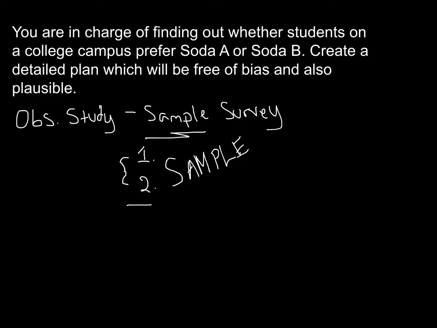Then you need to describe your survey. What will it look like? And why will it look the way it does? And remember, you need to avoid bias. So think about how your survey will make sure you're avoiding bias. That's a hint there. And then distribution of surveys.